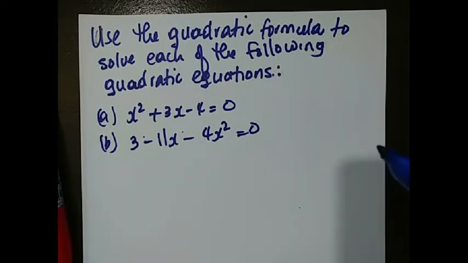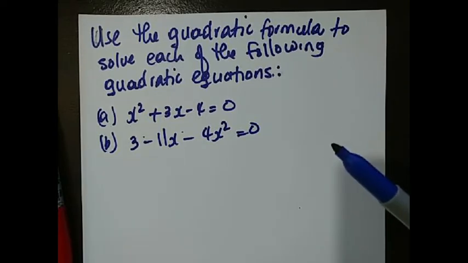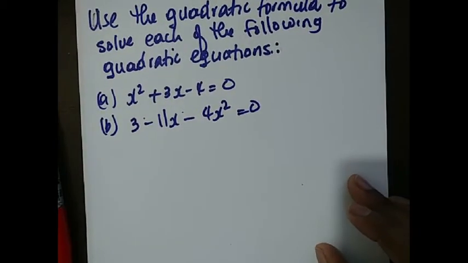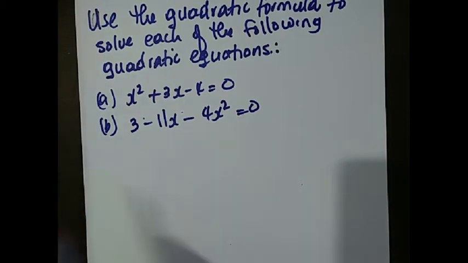Okay, in today's lesson, we will be doing the following question, which says use the quadratic formula to solve each of the following quadratic equations. So, our first equation is x squared plus 3x minus 4 equals 0, and 3 minus 11x minus 4x squared equals 0. So, there are some key points that we need to highlight in our question.